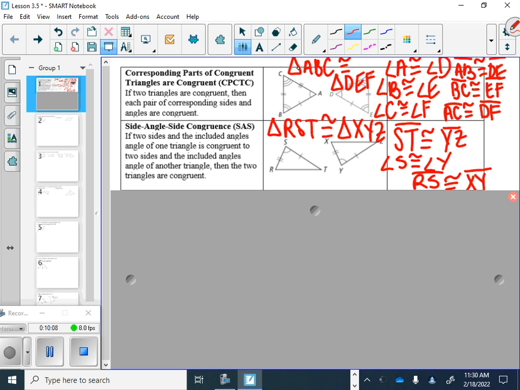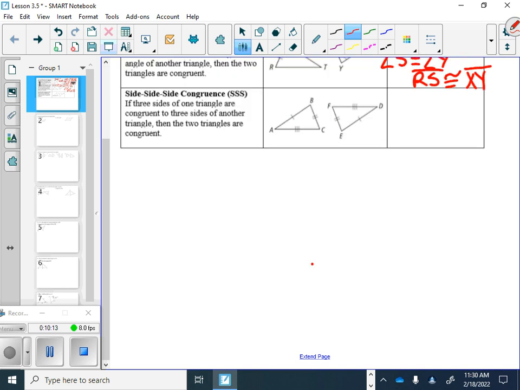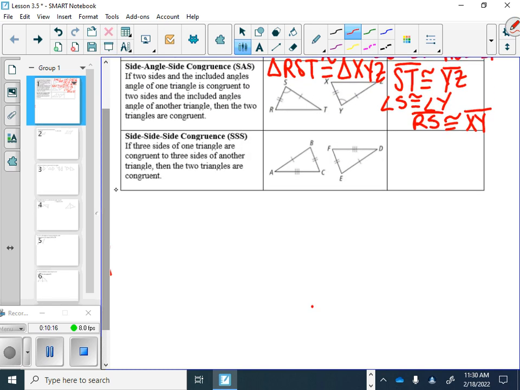Alright, the last congruence theorem is side, side, side. And that one, to me, is the easiest. It's the most obvious. So if I have three sides of one triangle, and they're congruent to three sides of another triangle, then the triangles are congruent by side, side, side. Okay? So which side is congruent to AB? DE. Okay, so DE, notice I started off with A, which is between the first and the third tick mark. I need to start off between the first and the third tick mark here, so that's DE.